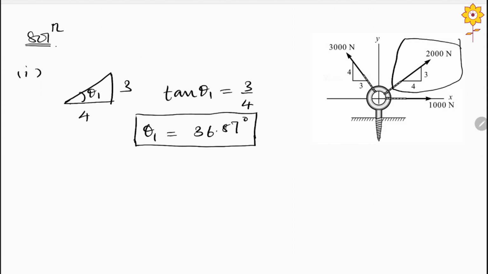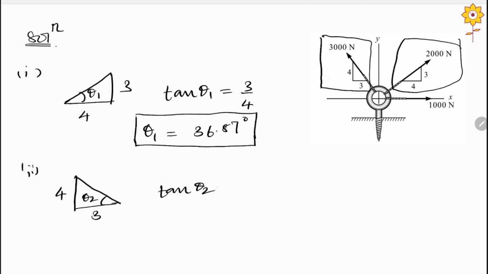Now similarly, on the left-hand side we have one more slope. We have to find out that angle as well, that is theta 2. So I will just draw that triangle. Now we have to find this angle, theta 2. The sides are 4 and 3. Similarly, tan theta 2 will be equal to 4 by 3, and theta 2 will be equal to 53.13 degrees. So now we have found the angles as well.